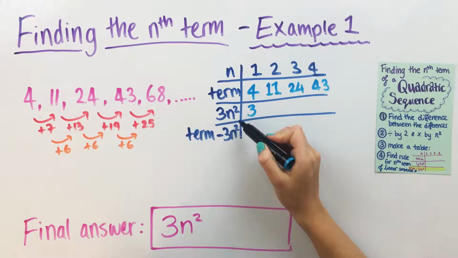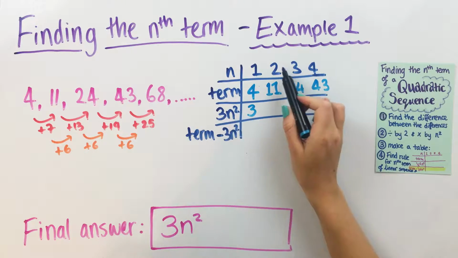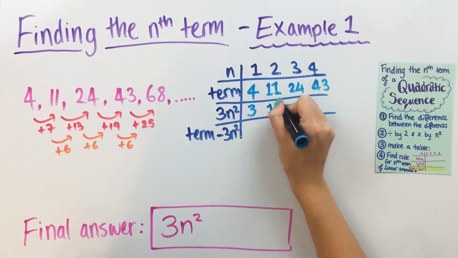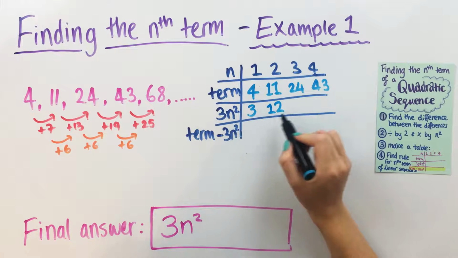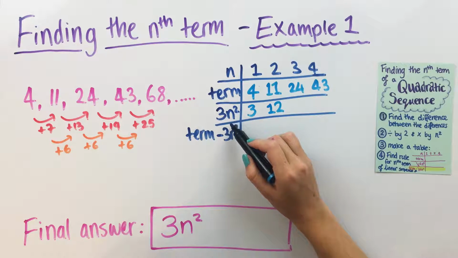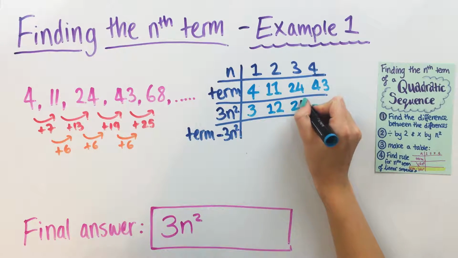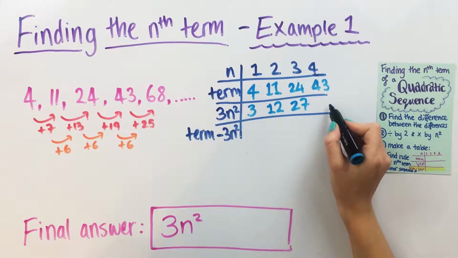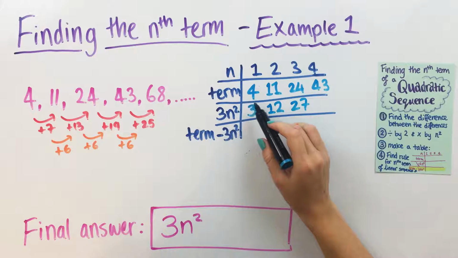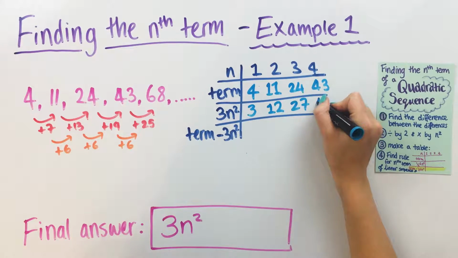Here we want 3n squared when n equals 2. So we're doing 3 times 2 squared. 2 squared is 4. 3 times 4 is 12. Here we want 3n squared when n equals 3. So we want 3 times 3 squared. 3 squared is 9. And 3 times 9 is 27. And finally, here we want 3n squared when n equals 4. So 3 times 4 squared. 4 squared is 16. And 3 times 16 is 48.